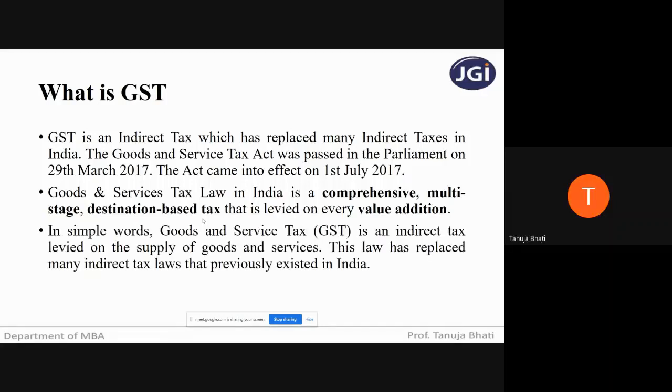So in simple words, we can say GST is an indirect tax which is levied on the supply of goods and services. And this law has replaced many indirect tax laws that previously existed in India and which no longer exist, that we have already seen in our earlier slide. So GST is one indirect tax for the entire nation. So this is already explained. So moving ahead.